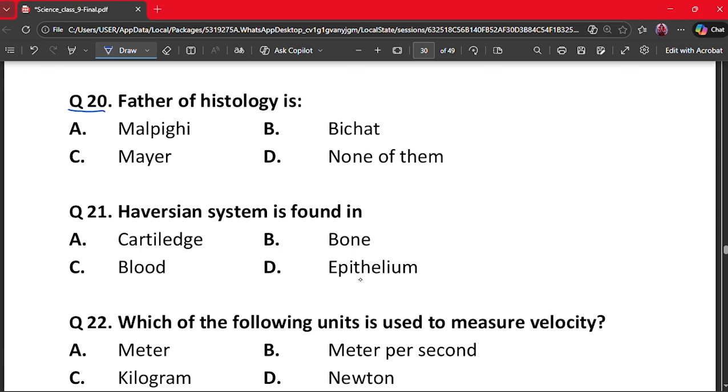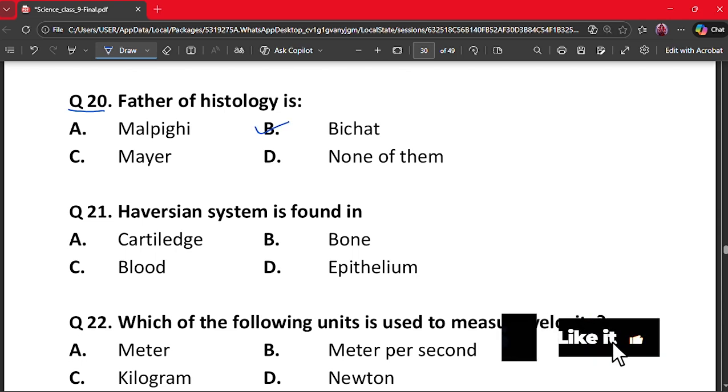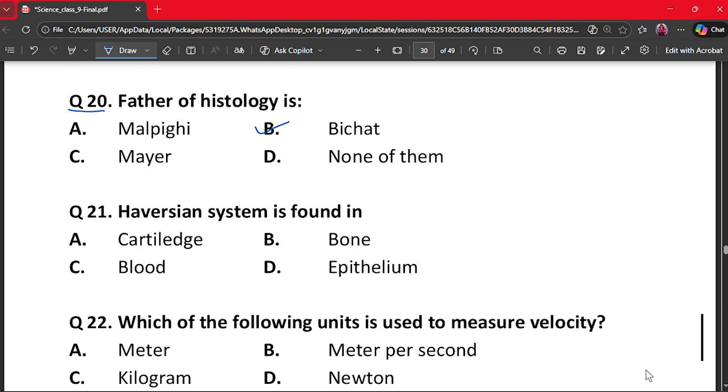Question number 20. Father of histology is A. Malpighi, B. Bichet, C. Mayer, and D. None of them. The correct answer is Bichet, because Marie-François Xavier Bichet is known as the father of histology because he studied tissue systematically. Hence option B is the correct option.